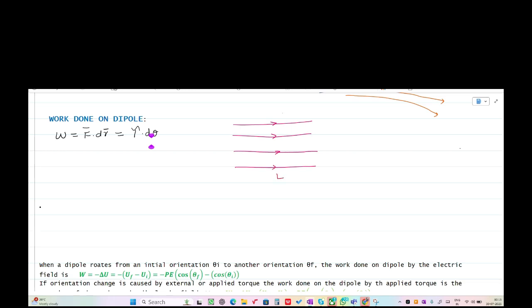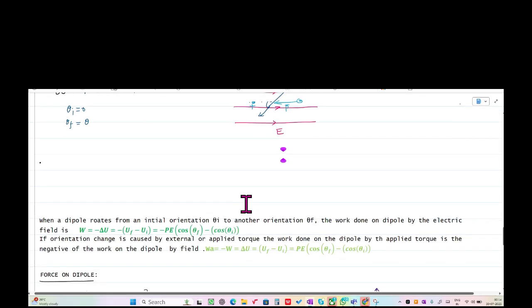In a uniform electric field E, the dipole is initially in equilibrium condition, plus and minus. So it will be like this, dipole moment p bar in equilibrium condition. Now I want to turn the dipole moment to some angle with the field. Means initially theta initial is equal to 0, and theta final is equal to some theta. So I need to find the work done.